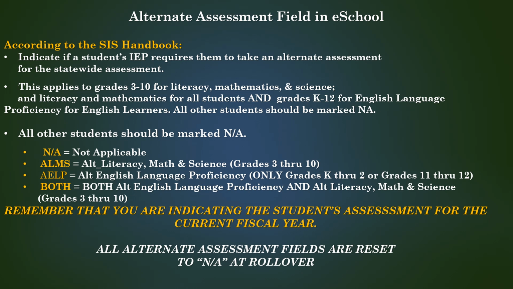With the change to DLM as the alternate assessment, there are now 4 allowable codes. They are as follows: NA for not applicable; ALMS, alternate literacy, math, and science, grades 3 through 10; AELP for the alternate English language proficiency, that's only grades K through 2nd, or grades 11 through 12; and lastly, both the alternate English language proficiency and the alternate literacy, math, and science for grades 3 through 10 only. Remember that you are indicating the student's assessment for the fiscal year and that all alternate assessment fields are reset to NA at rollover.